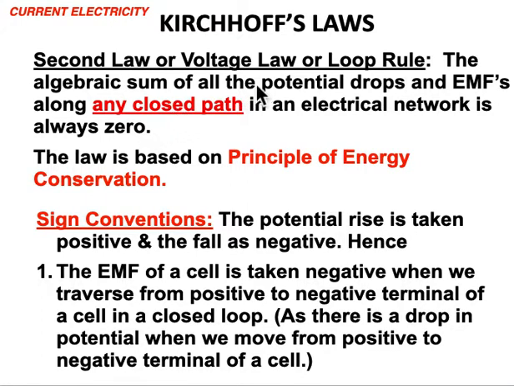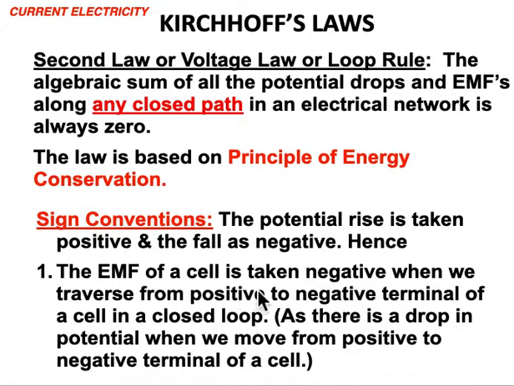The second law is voltage law or the loop rule. It states that the algebraic sum of all the potential drops and EMFs along any closed loop or path in an electric network is always 0. The law is based on the principle of energy conservation. We will once again elaborate, but for this law again we have sign conventions.